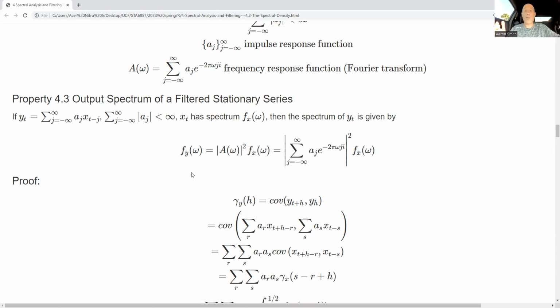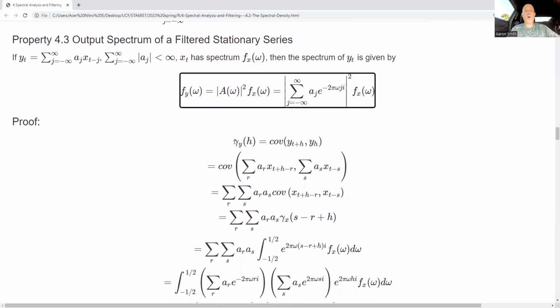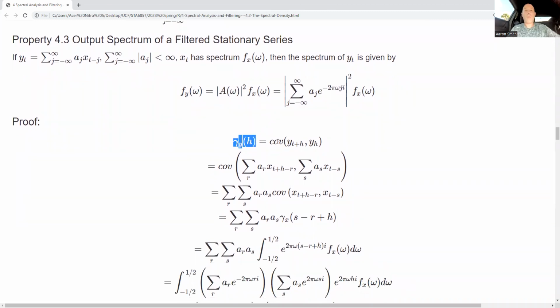All right, so now let's prove this. How do we prove this? We're going to start with the covariance function for y. So this is the covariance of y. I'm going to replace the terms of y with their x representation, as a convolution.